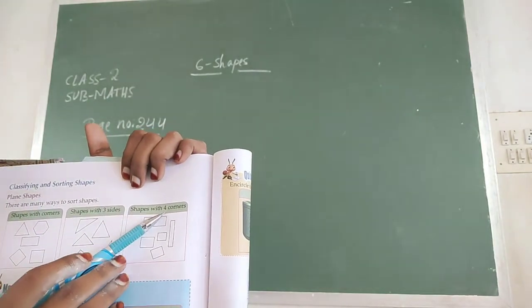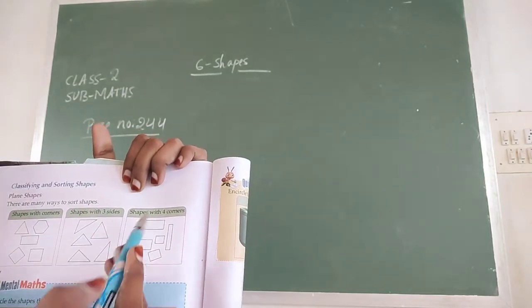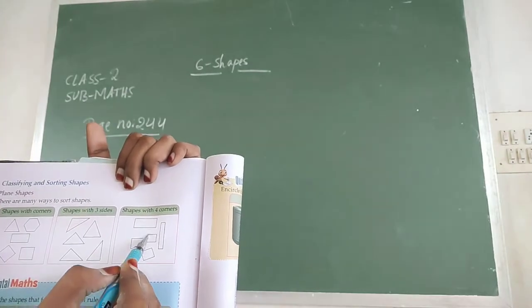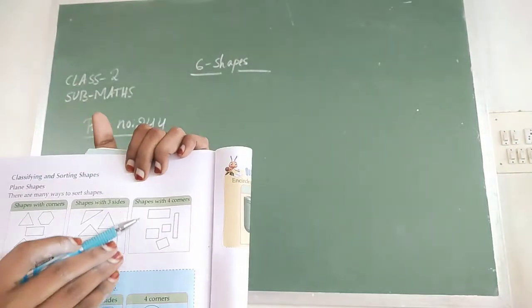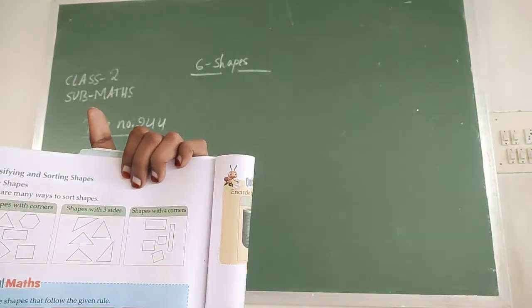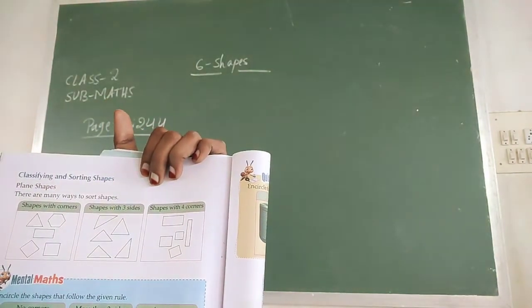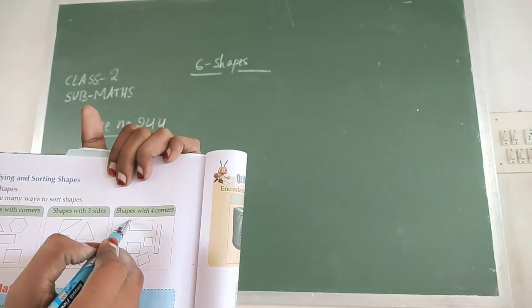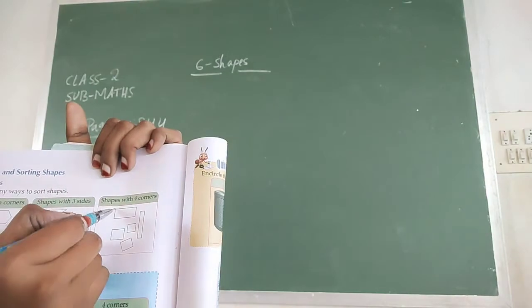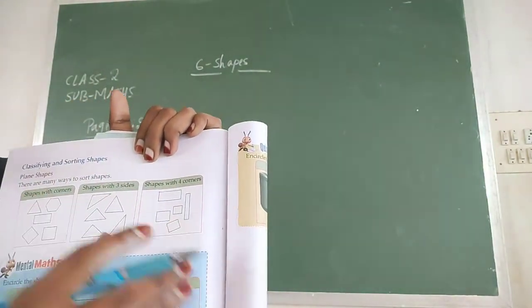Next, shapes with four corners. All these shapes have four corners. See here, 1, 2, 3, 4. All the shapes have four corners. Corner means two lines meet, and that point we call a corner. In this corner, this line and this line meet. So this point we call a corner. All these shapes have four corners.